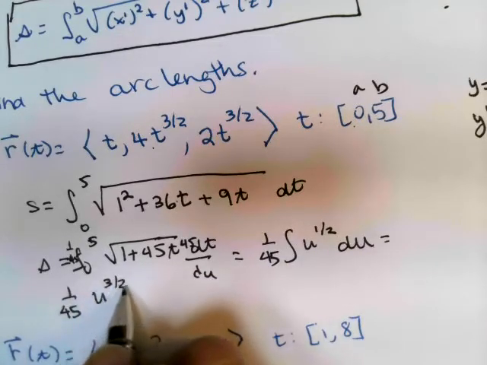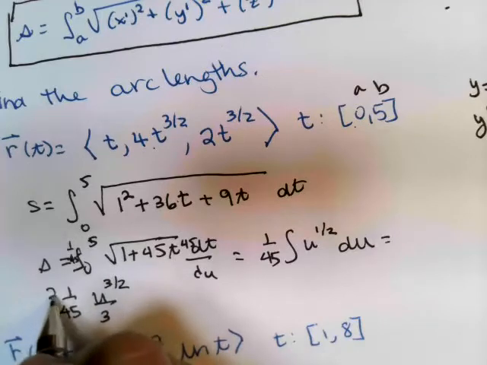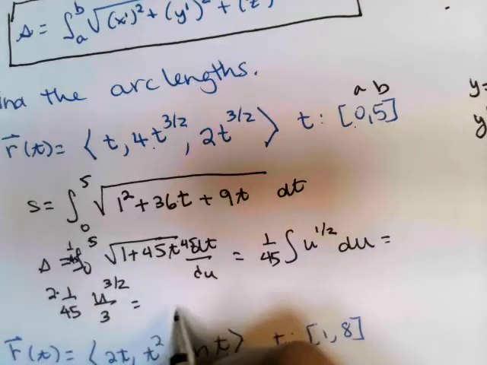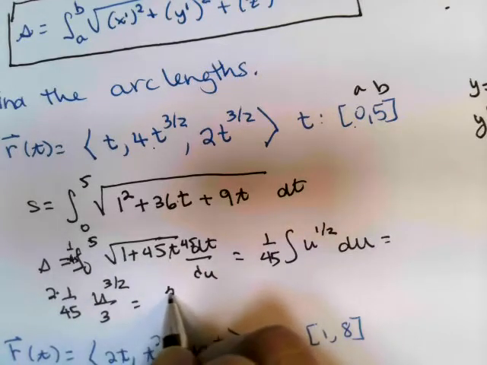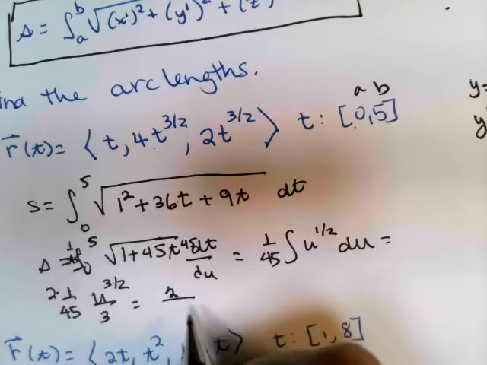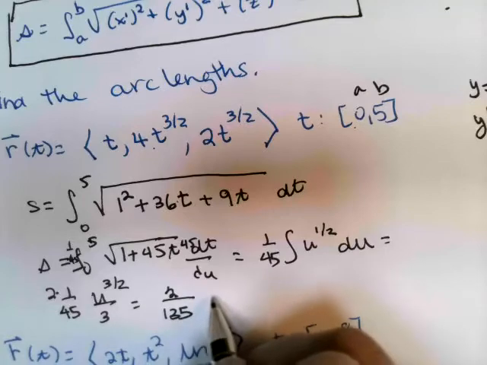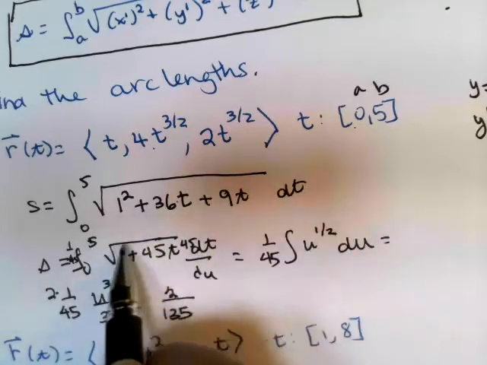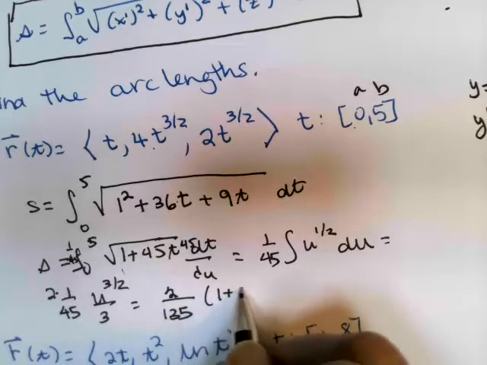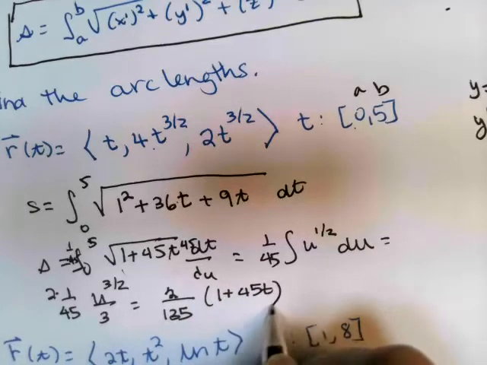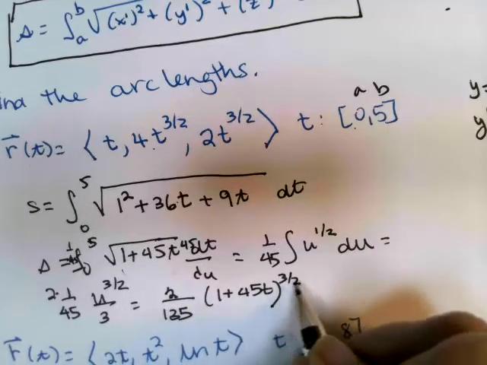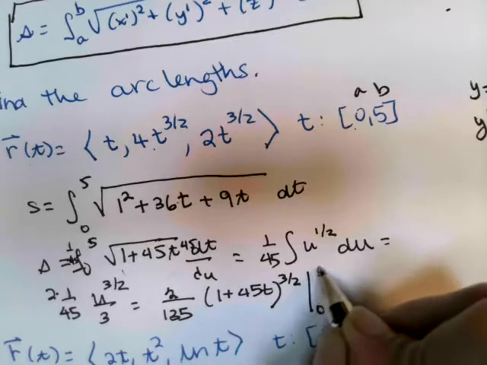u to the 3/2 divided by 3/2. Back to t's. So I have 2 over, let's see, 45 times 3. That looks like 135. u, which is, right, 1 plus 45t, to the 3/2 from 0 to 5.